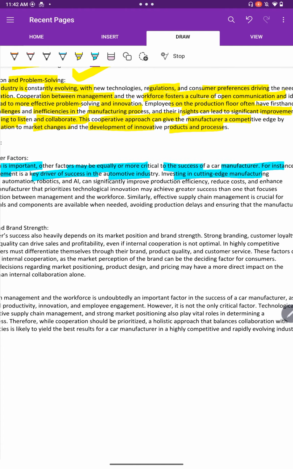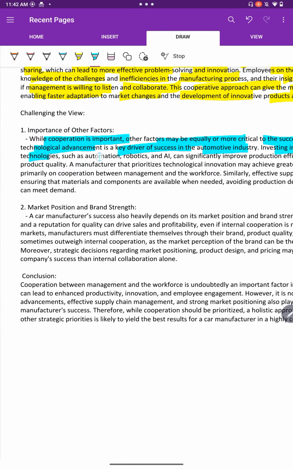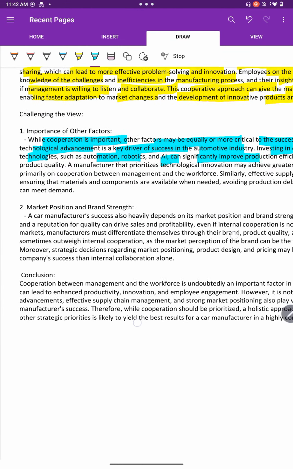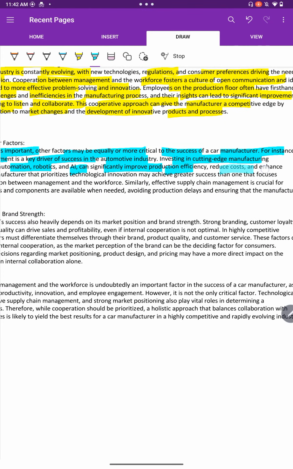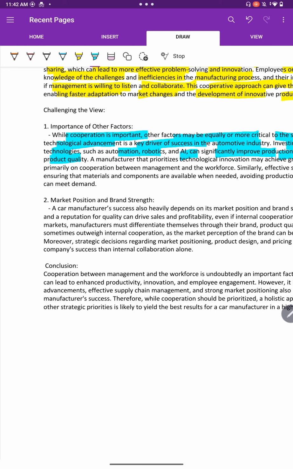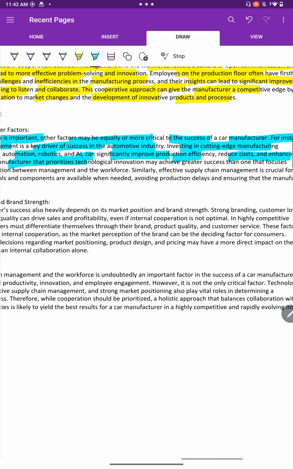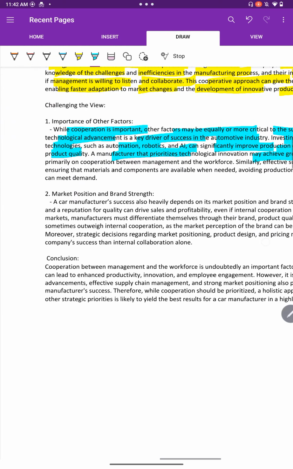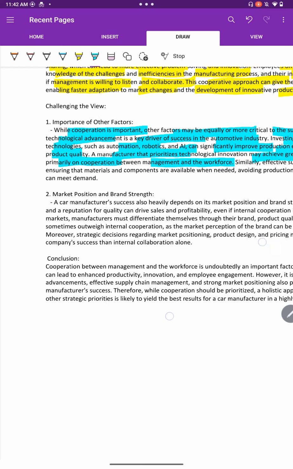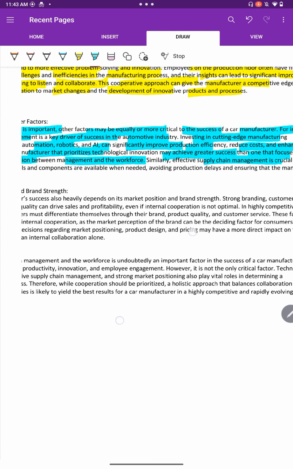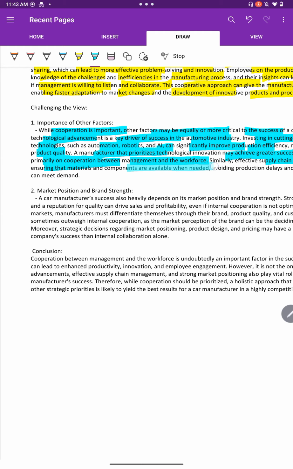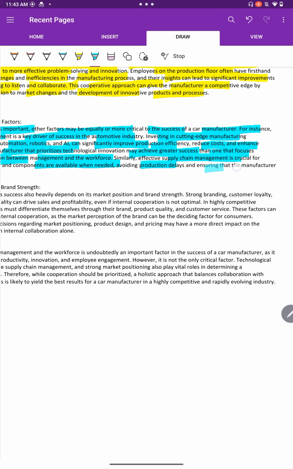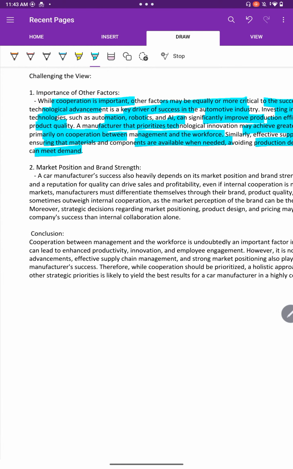Investing in cutting-edge manufacturing technologies such as automation, robotics, and AI can significantly improve production efficiency, reduce cost, and enhance product quality. A manufacturer that prioritizes technological innovation may achieve greater success than one that focuses primarily on cooperation between management and the workforce. Similarly, effective supply chain management is crucial for ensuring that materials and components are available when needed, avoiding production delays, and ensuring that the manufacturer can meet demand. These are other factors which may be equally or more important, not only collaboration.